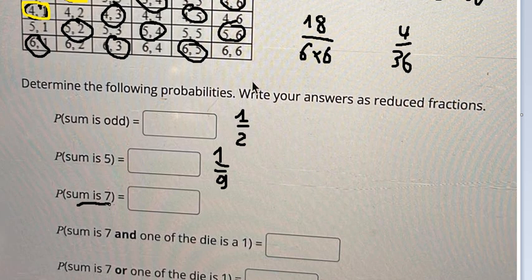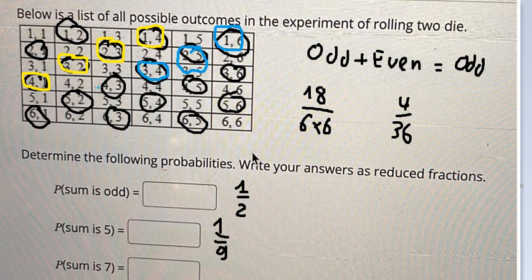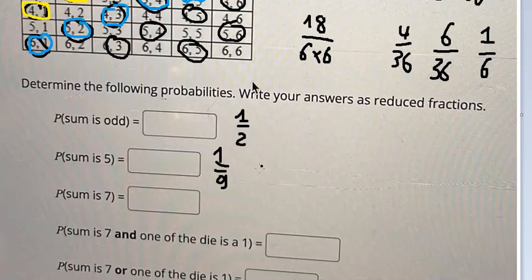And the sum is number 7. That is about this one in here. So we count all of them, we have number 6. So number 6 divided by 36, we have 1 over 6.